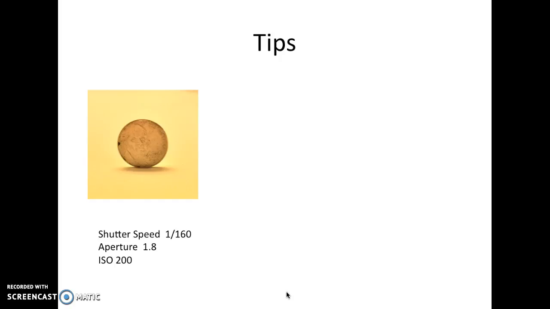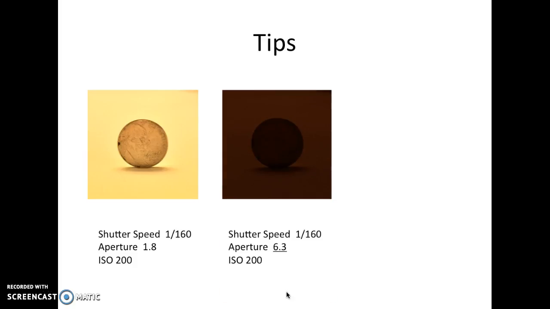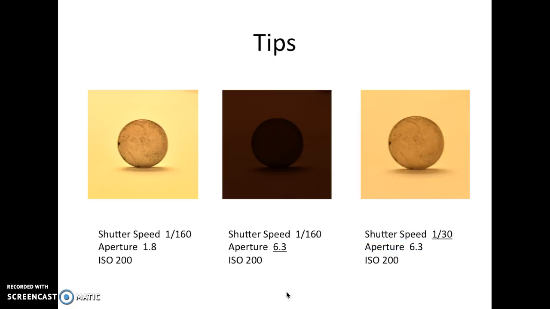Take an image of a coin, for instance. Although not the best picture, it is exposed well enough to see the image. Now, if I change the aperture from f1.8 to f6.3, look what happens. It gets really underexposed because the aperture setting cut off the amount of light allowed into the camera. To compensate for this, I made the shutter speed much slower so that more light comes in and brings the exposure back to the original level.